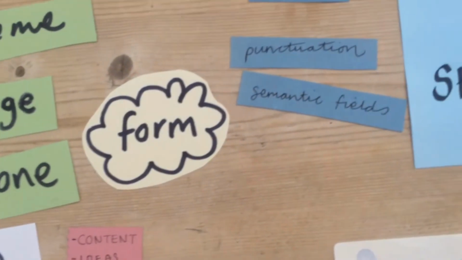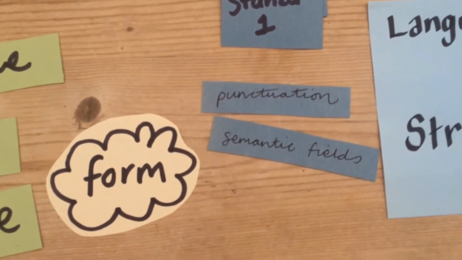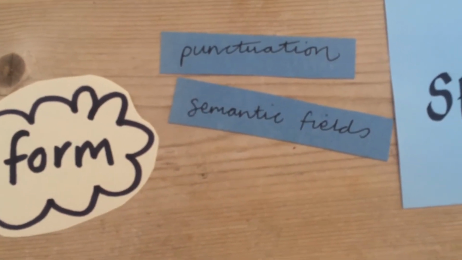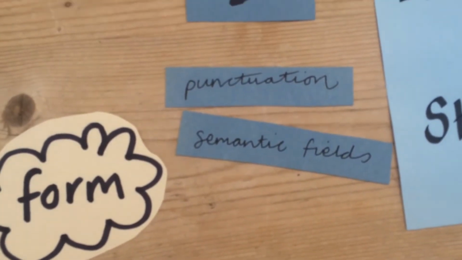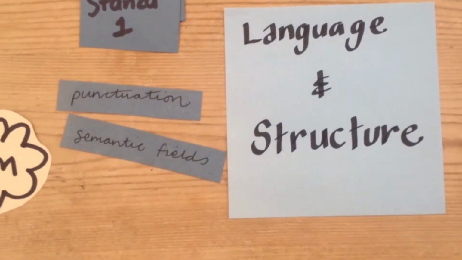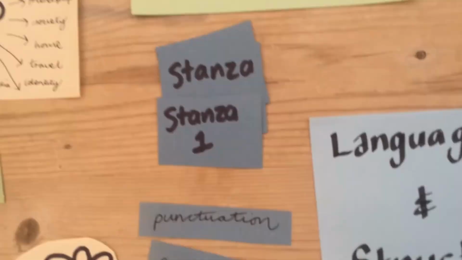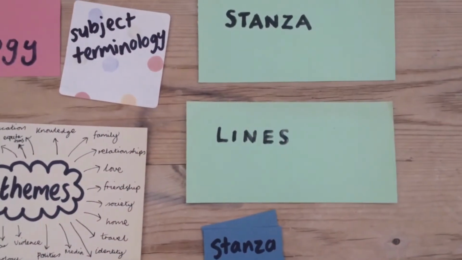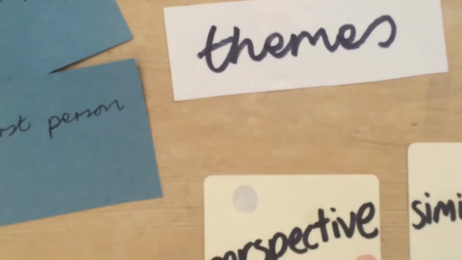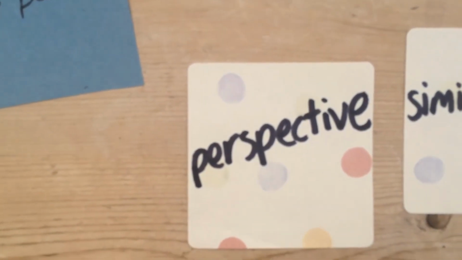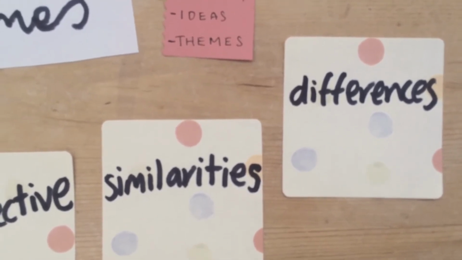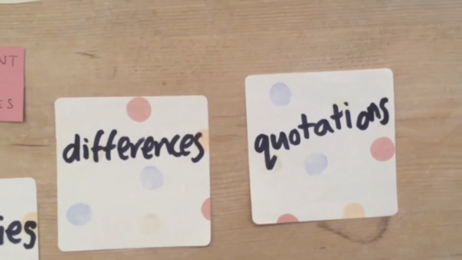You may also want to comment on punctuation within the poem if it's significant, and semantic fields, so groups of words all to do with the same topic that have been included to create an impact, say to make it more emotive. Language and structure, obviously. Structure is the way the poem's organised, how it's made up with those stanzas and lines, and how the themes are brought across. And then you will also need to comment on the writer's perspective, so their point of view. Look at similarities and differences when you're doing the comparison poem, and use quotations.